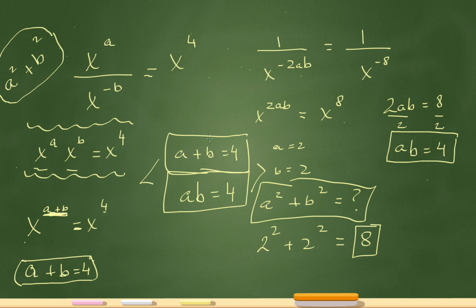The answer is 8. But now let's say these numbers were a little bit tougher, where a plus b was 4.5 and a times b equals 4.25, then it'd be tougher to guess and check some numbers. So let's also figure out the proper way of doing this.